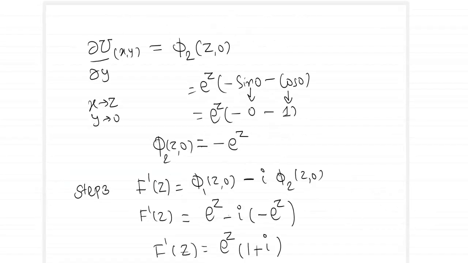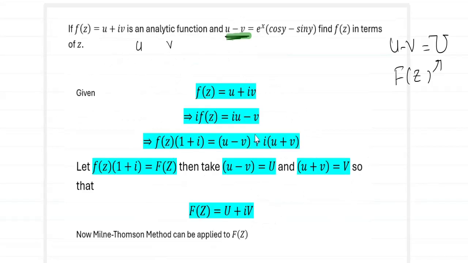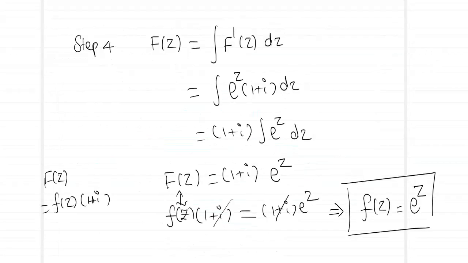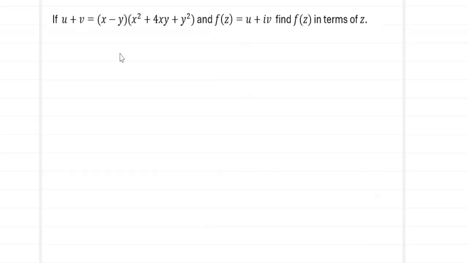We will go back to check out the process. So if u plus v is given to me, I have to assume it as capital V of my capital F of z. So that is my imaginary part of my capital F of z, which was formed from my small f of z by multiplying 1 plus i. So this is going to be the process we are going to follow again. So I am going to copy paste the same, so we will refer to this as a reference.